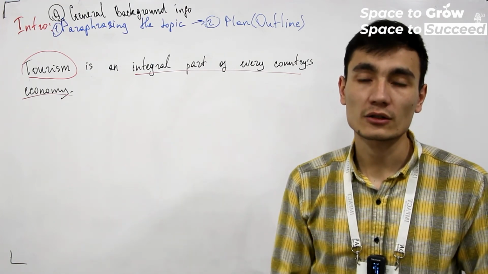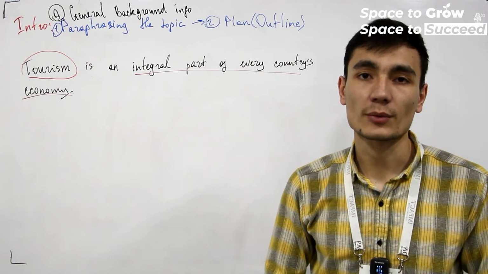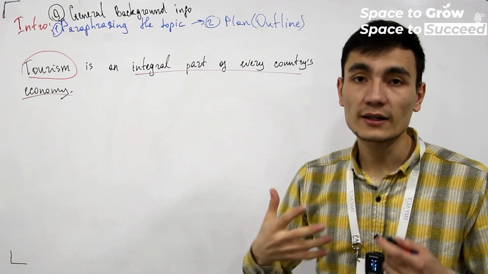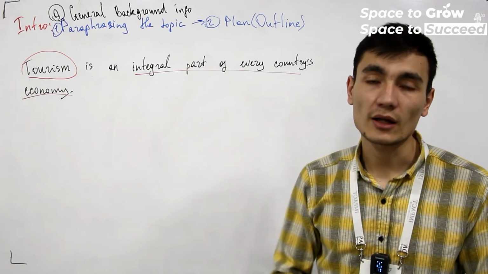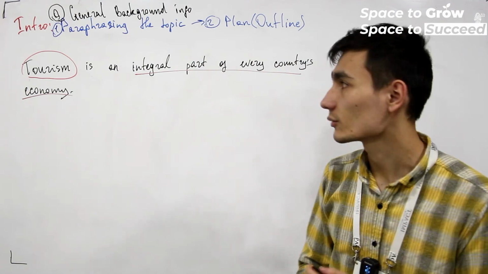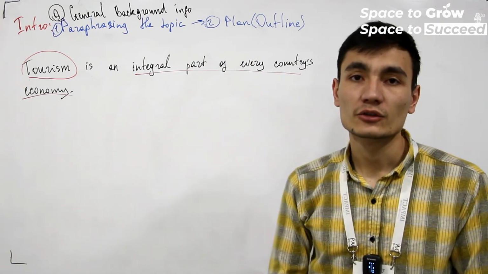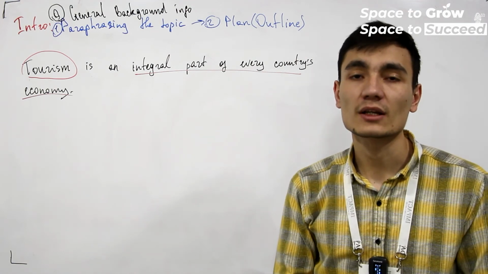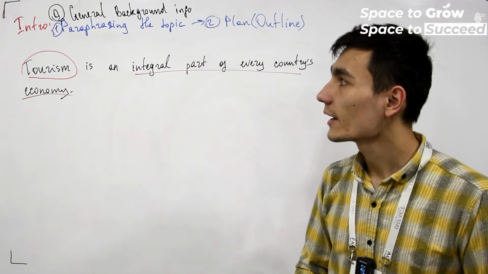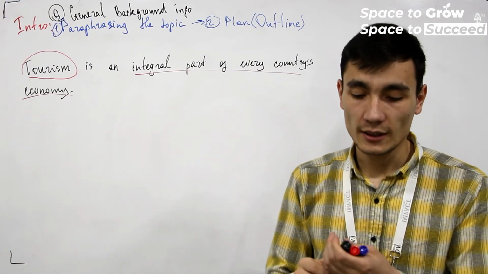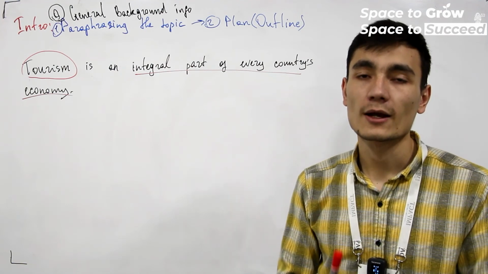So in general background information, what you have to do is give a general sentence about the topic itself, which is tourism, connected to the topic itself too, every country's economy, and you have to show why it's important to talk about the topic, which is integral part. So it's hard at the beginning to understand this general background information, so let's just see background information for other topics so that you understand it better.